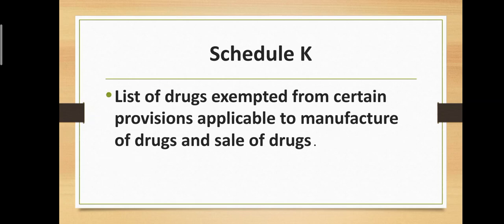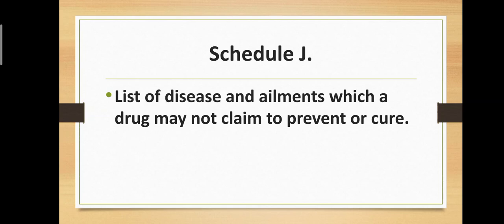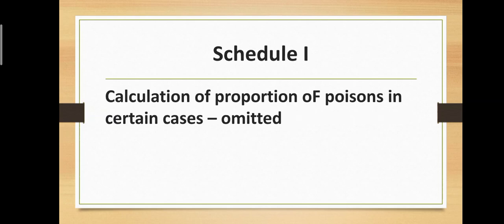Schedule K: list of drugs exempted from certain provisions applicable to manufacture of drugs and sale of drugs. Schedule J: list of diseases and ailments which a drug may not claim to prevent or cure.